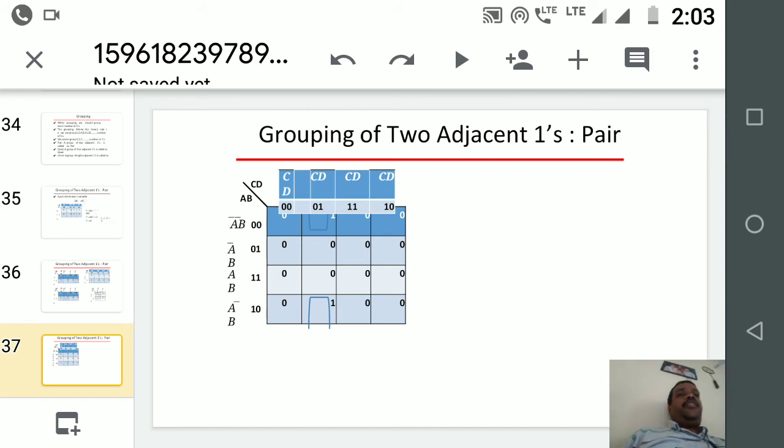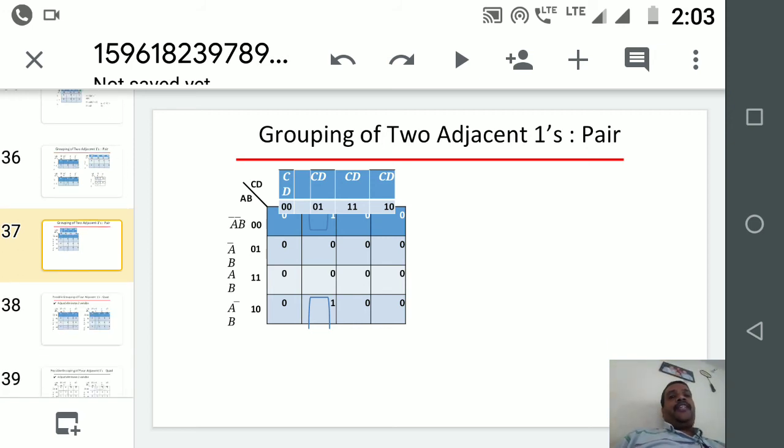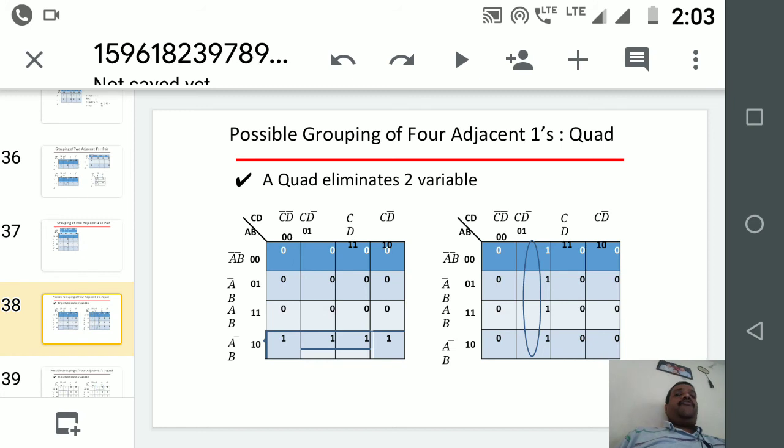Which point is important as concerned to the pair? If you make the pair, then one variable is eliminated. When you make the pair, one variable is eliminated. This point is related to the pair. Now we will see what is meant by quad. What is meant by quad?